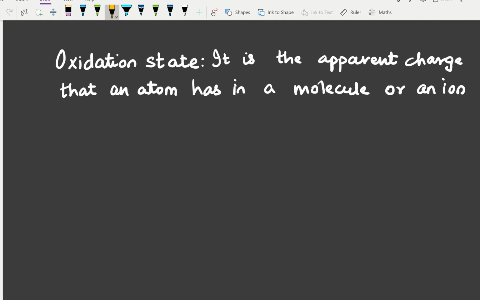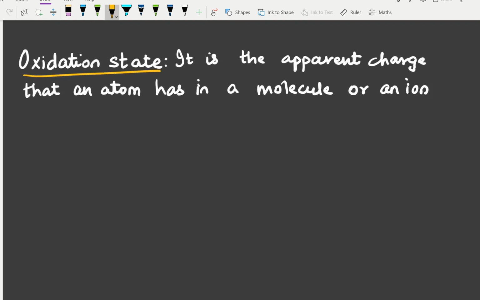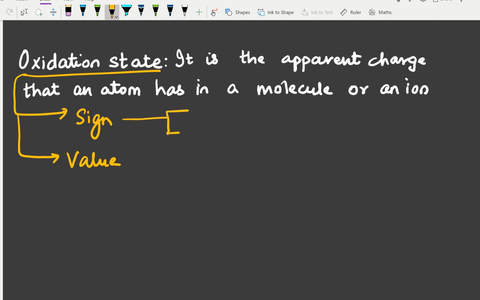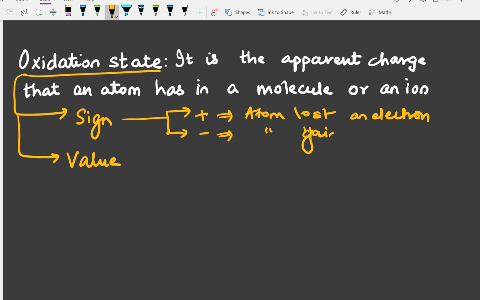Fine. So two things are present for an oxidation state: the sign and the value. I'm just going to write that a sign is important and there is a value which is important. So what is the sign going to be, positive or negative? Well, the sign can be either. When there is a positive sign, it means that the atom has lost an electron. And when there's a negative sign, it means that the atom has gained an electron.